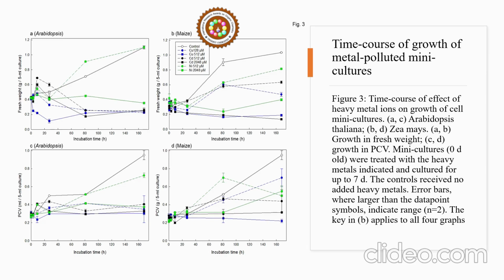And similarly, in maize culture, you can see the 512 micromolar concentration of nickel is not going to have a negative effect on the growth pattern of maize culture, but certainly the 2048 micromolar concentration is going to affect maize culture for nickel and cadmium, and copper is going to be very drastic at a concentration of 512. More or less similar findings were exhibited for the packed cell volume.